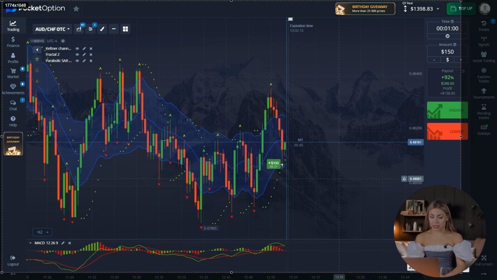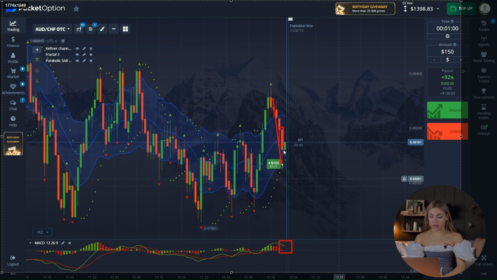So we see the price hit the lower boundary of the Keltner channel, right where the parabolic SAR stop loss is also located. And at the same time, we see a downward signal from the MACD. The green line crossed the red from above.